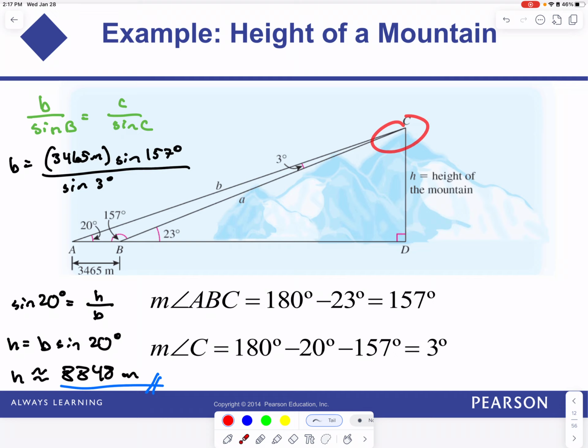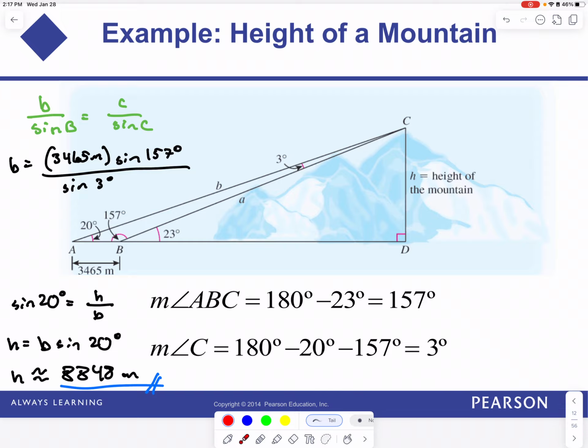Because there's really two angles in here. Sometimes we're referring to the smaller one that's 3 degrees, and then in the second part, we're referring to the larger. So we should probably call those two different angles. So we did B over the sine of B, right? Over the sine of 157 equals C, which is this 3465, over the sine of 30, right? So then ultimately B was this guy. And then I just left it as is.